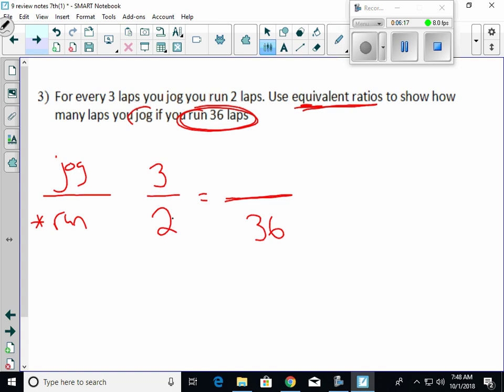So you're asking yourself, 2 times what gets me 36? Should be 2 times 18. So if we made that table, we'd have to go out 18 spots to get to this number. So 3 times 18, let me check that to get my final answer. And I'm getting that you jog 54 laps. Man, that's far.